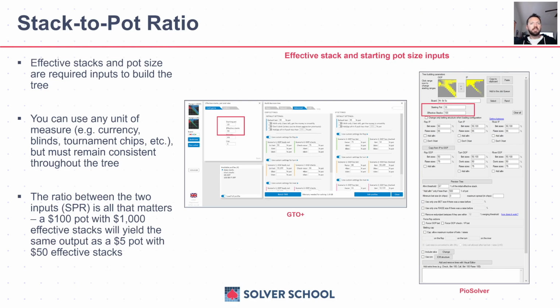That's going to yield the same exact output if the rest of the tree is the same, and I'm looking at a solution with a $5 pot and $50 effective stacks. So again, the ratio of the two, the stack to pot ratio, is all that matters for this calculation.